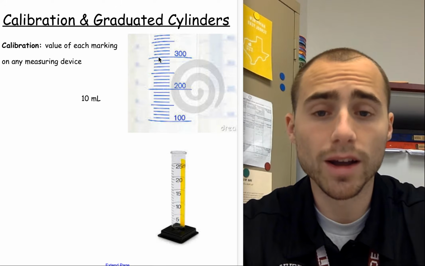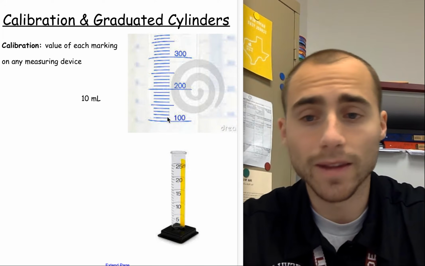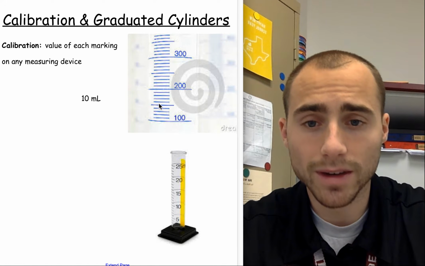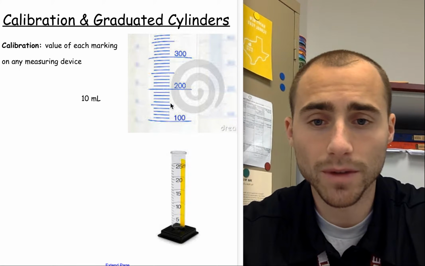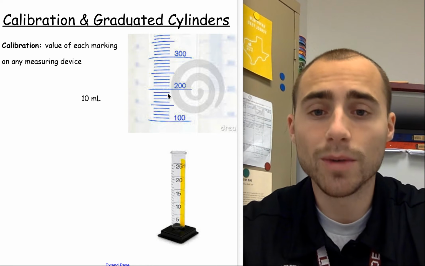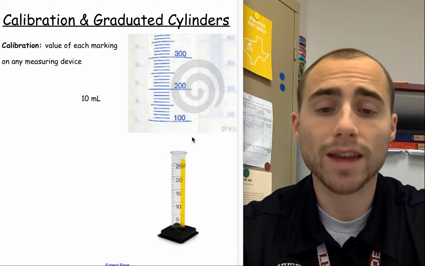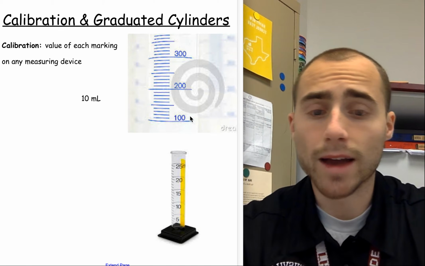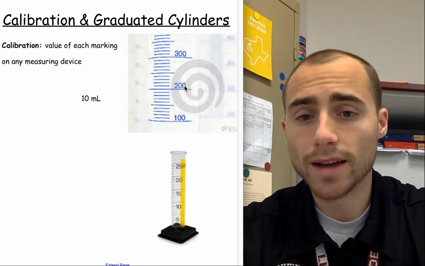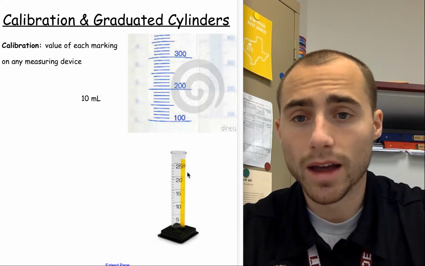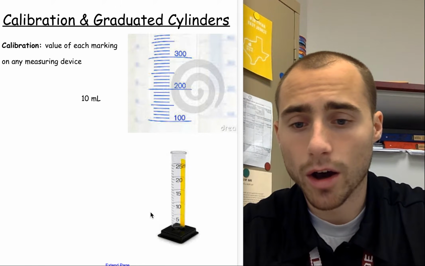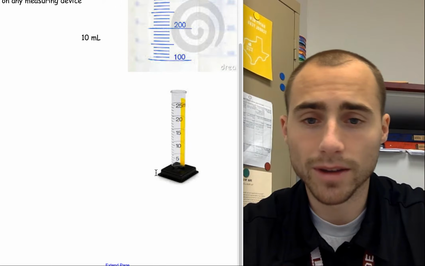I would recommend drawing this and then labeling that each marking is worth 10 milliliters because we're going from 100, this would be 110, 120, 130, 140, 150, 160, 170, 180, 190, and 200. And I got that just by counting each of the lines and then dividing that number by the difference between 100 and 200. Let's look down at our other graduated cylinder right here.